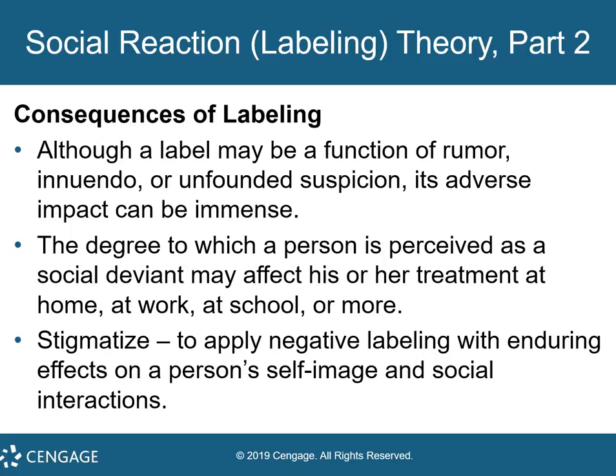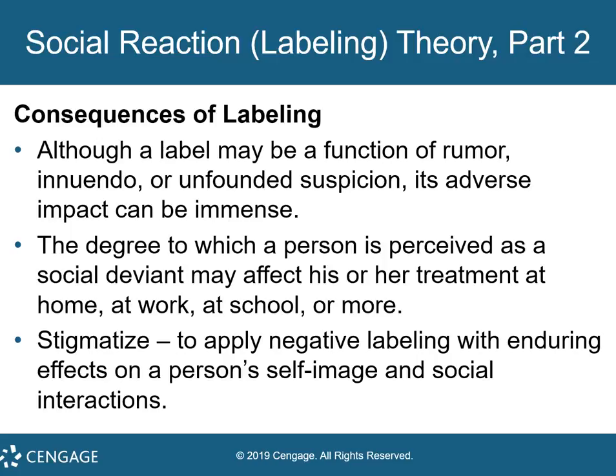Now, the degree to which a person is perceived as a social deviant may affect his or her treatment at home, at work, at school, and in other social situations. I mean, you have to think about that. Children may find that their parents consider them a bad influence on younger brothers and sisters. School officials may limit them to classes reserved for people with behavior problems. And likewise, when adults are labeled as a criminal or, quote, ex-con or, quote, drug addict, they may find their eligibility for employment severely restricted.